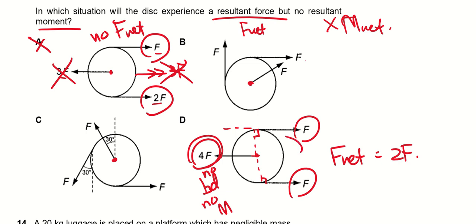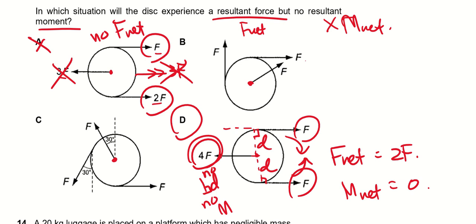So this and this will actually cancel each other out because they have the same perpendicular distance, but the direction is opposite. So they will cancel each other out. So the net moment is 0. So the answer is actually D, I believe. Okay, so D is the answer, but let's look at C and B.